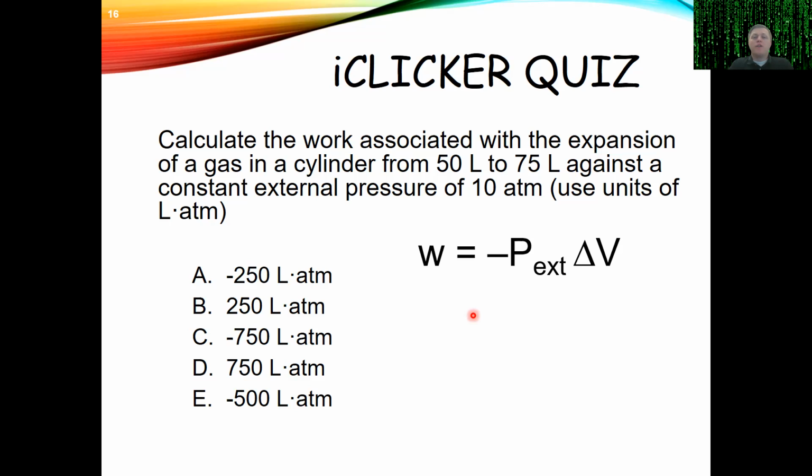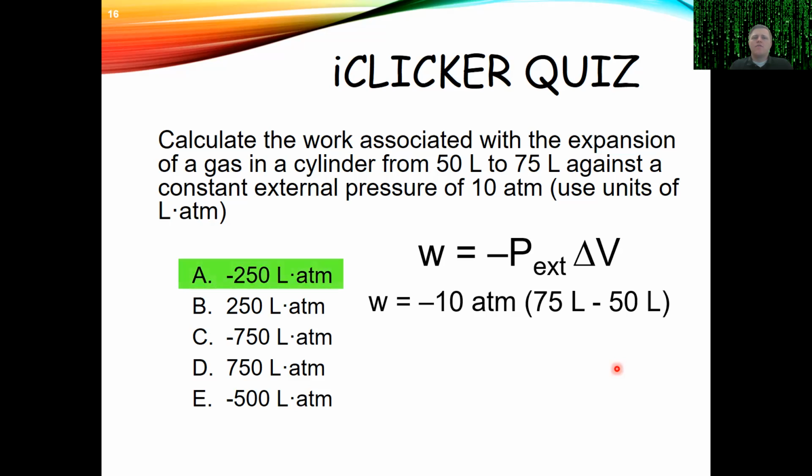All right, for this problem, we're really just plugging numbers into an equation, right? Our external pressure is 10 atmospheres, as listed in the question, and our delta V is just 75 liters minus 50 liters. So if we plug all that in, then we should get negative 10 atmospheres times 25 liters, so we should get negative 250 liter atmospheres. So now, if we define our work this way, it becomes really obvious why we like liter atmospheres as a unit of work, or unit of energy instead of the joule, right? Because we were already in liters and atmospheres.